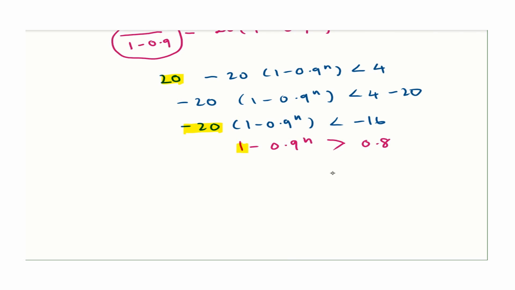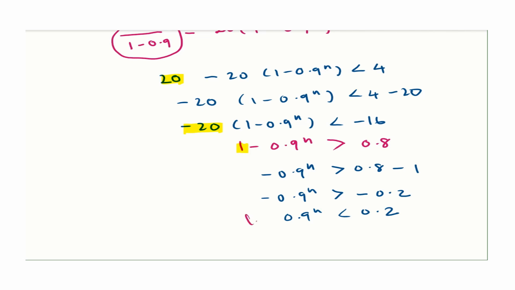So then we get negative 0.9 power n more than 0.8 minus 1. So negative 0.9 power n more than negative 0.2. Okay, then kalau kita positifkan dia, we get 0.9 power n less than 0.2. Then kita boleh log both side lah, since dia tak boleh jadi base yang sama. So taking log both side, we get n log 0.9 less than log 0.2.